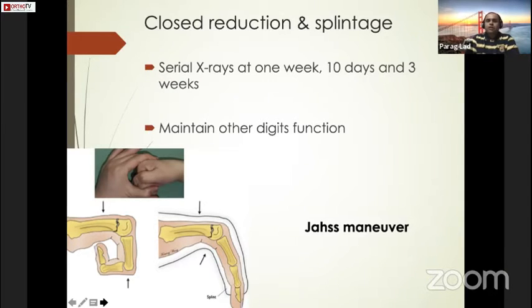The maneuver is called the Jazz maneuver, where we flex the PIP joint and we flex the MCP joint, and we try to push or reduce the metacarpal head fracture by pushing the proximal phalanx onto the head.